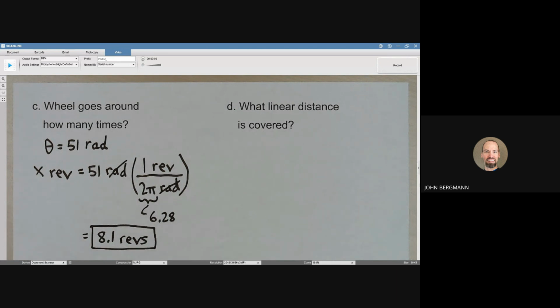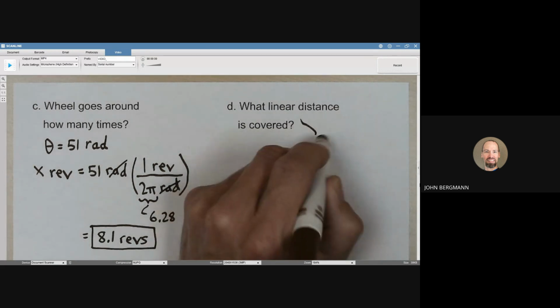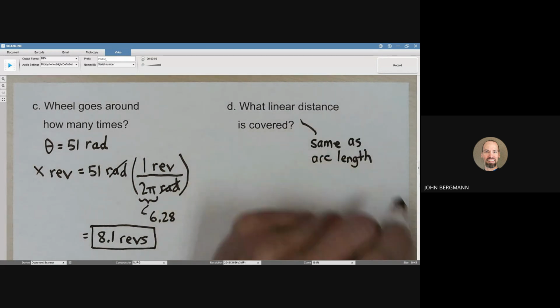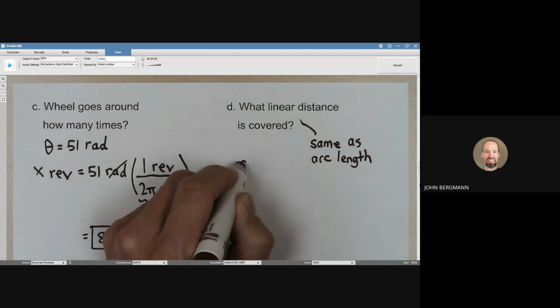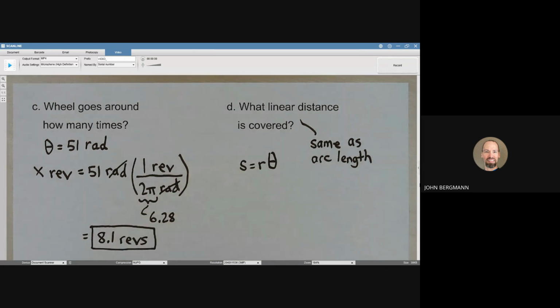Last one for this video, what linear distance is covered? The linear distance is the same as the arc length. Whenever a wheel rolls, by the time it has rolled around once, every point on the rim of the wheel has touched the ground, and the linear distance that has been covered is the circumference of the wheel. So the linear distance that something rolls, assuming it doesn't slip, is the same as the arc length. Well, the only equation that we have that deals with arc length is that one right there.